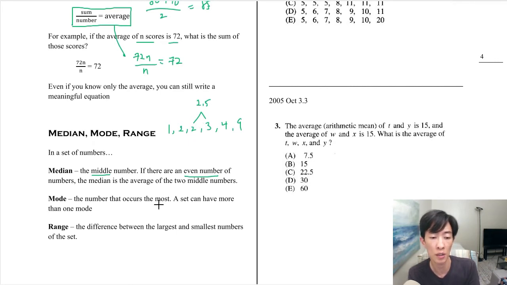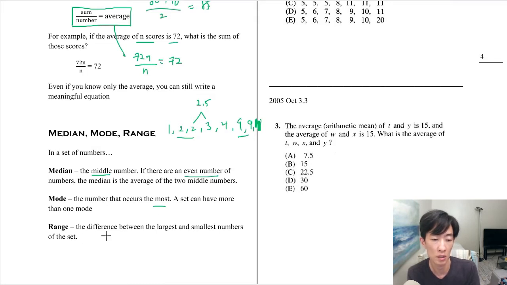The mode is the number that occurs the most. So in this particular set, the mode is obviously 2 because it occurs 2 times. But let's say I added more numbers to the set. I added 2 more 9s. Now the mode is 9. But let's say we scratch off that last 9, and what do we notice? There are 2 2s and 2 9s. So now this set has 2 modes. That's the point that I made here. You can actually have more than one mode. You can have 3 modes, you can have 4 modes. The SAT doesn't really tend to ask that much, but keep it in mind.